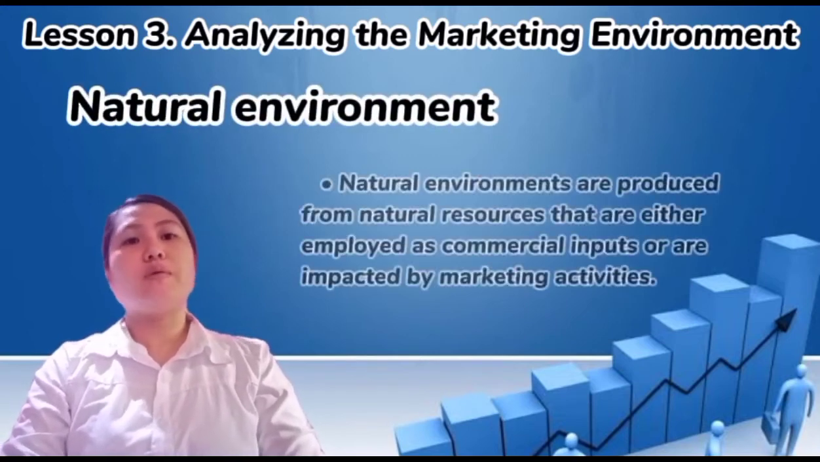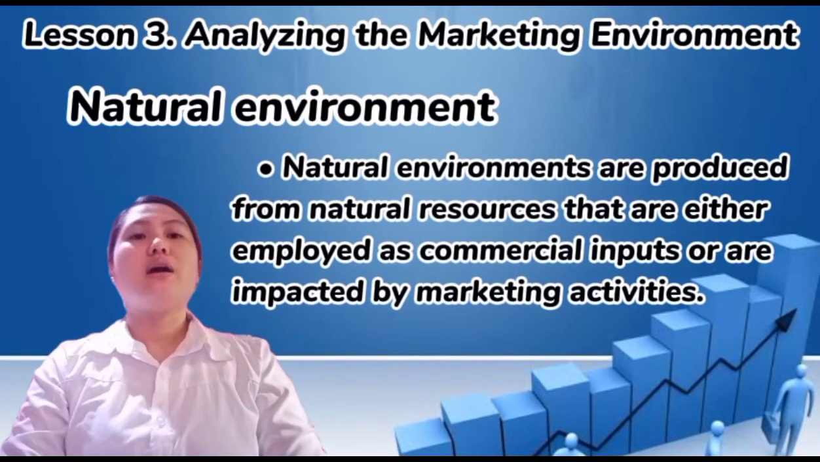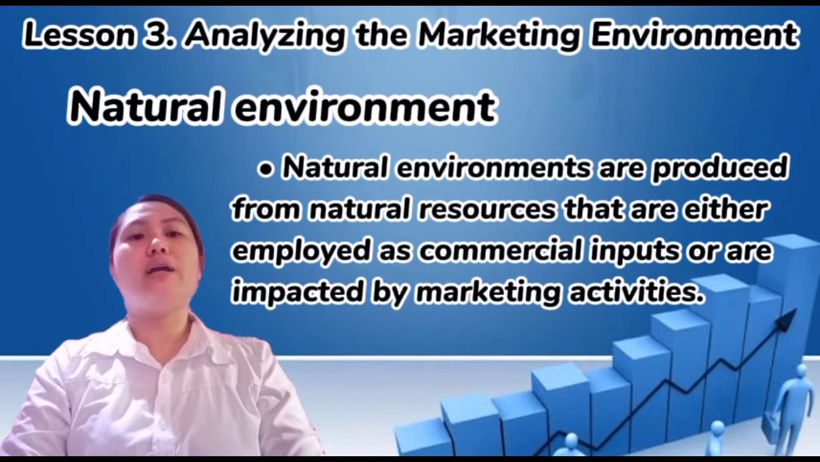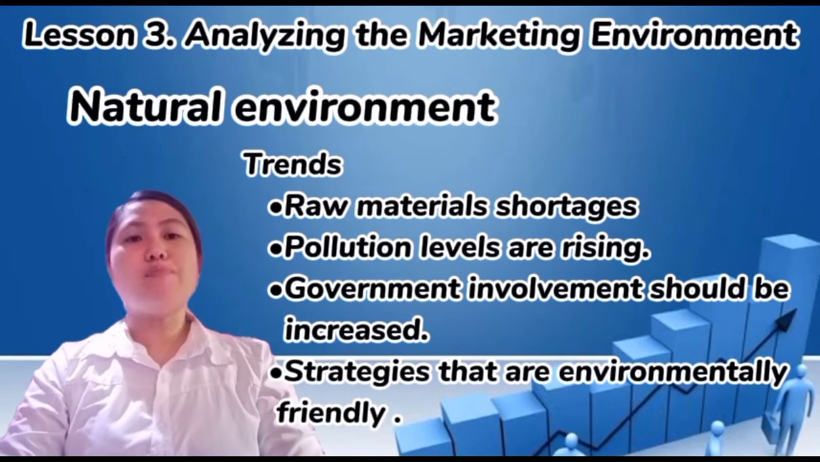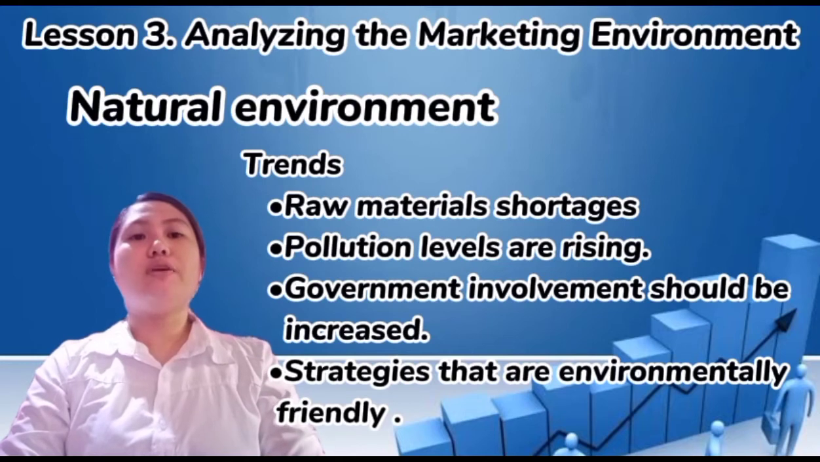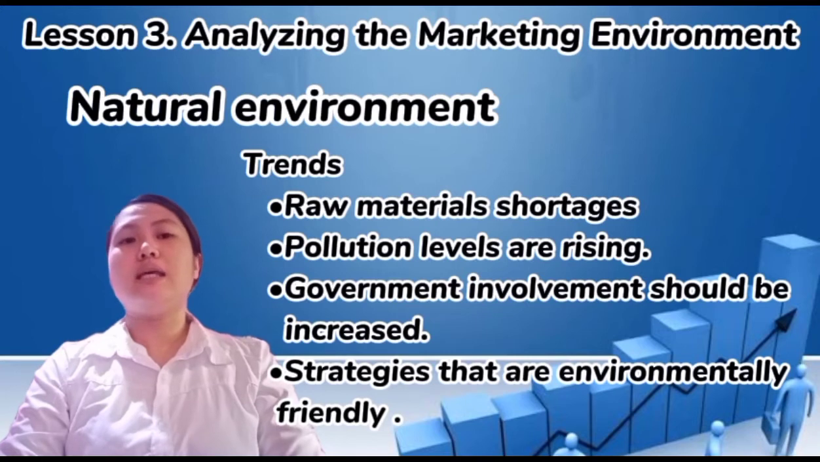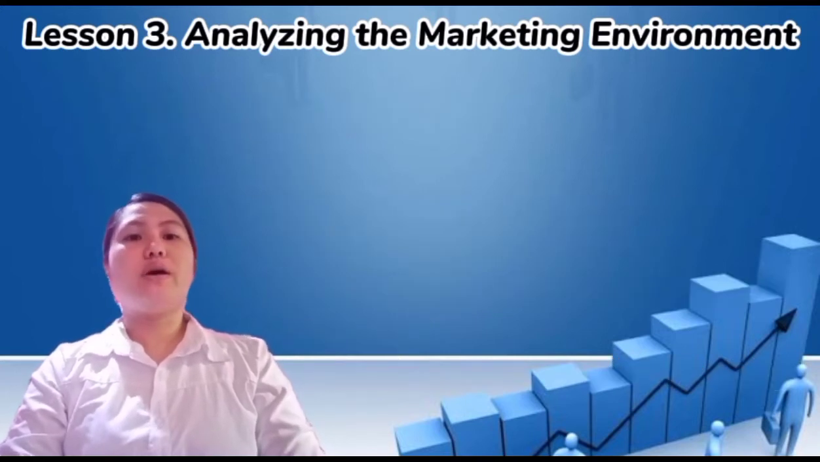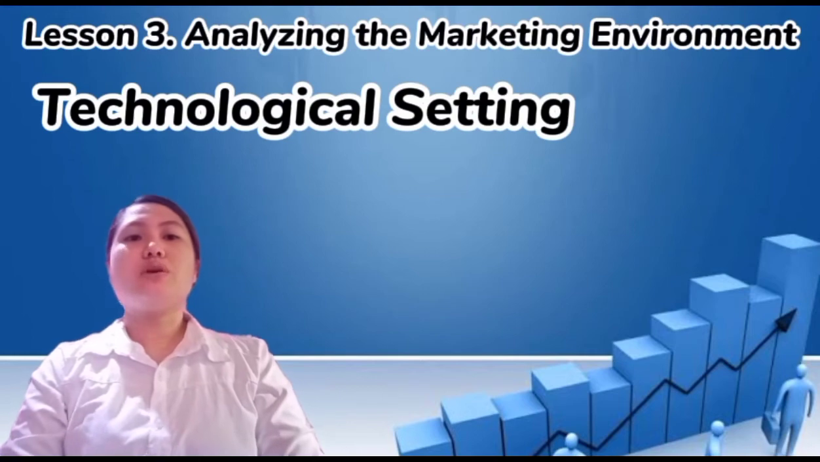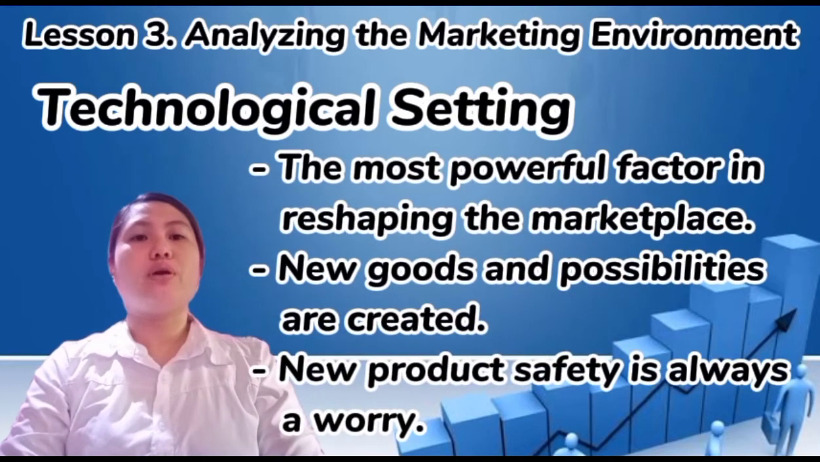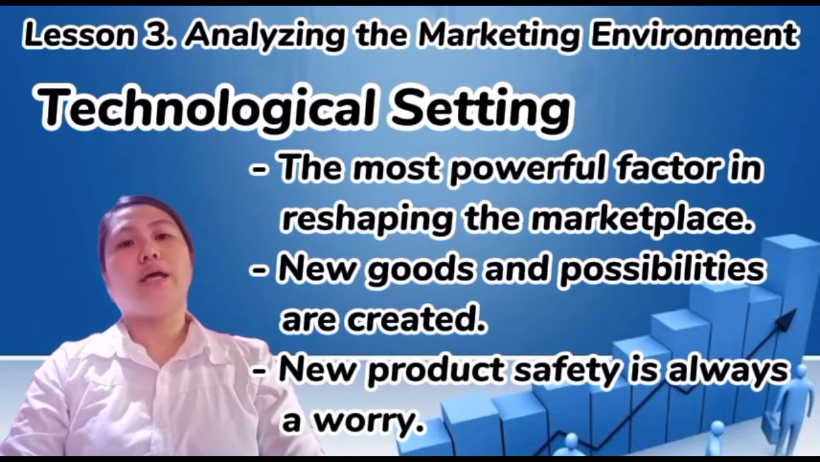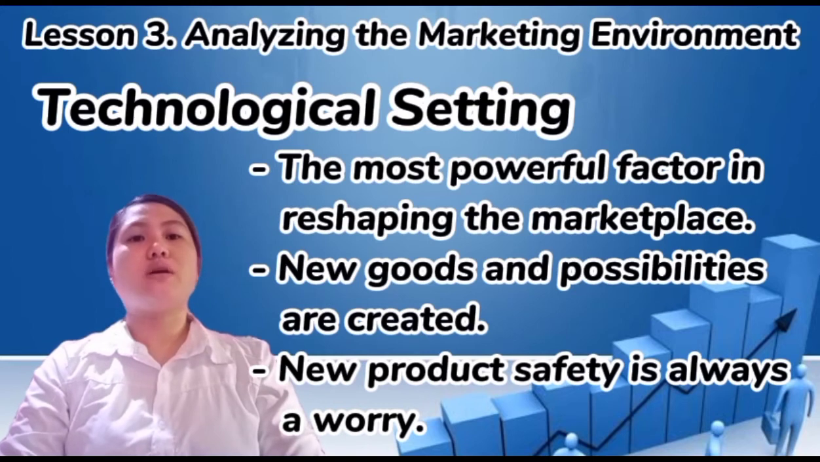Then after this is the natural environment. These are produced from natural resources that are either employed as commercial inputs or are impacted by marketing activities. Examples are raw material shortages, rising pollution levels, increased government involvement, and environmentally friendly strategies. The other one is the technological setting. This is the most powerful factor in reshaping the marketplace. New goods and possibilities are created. New product safety is always a worry.